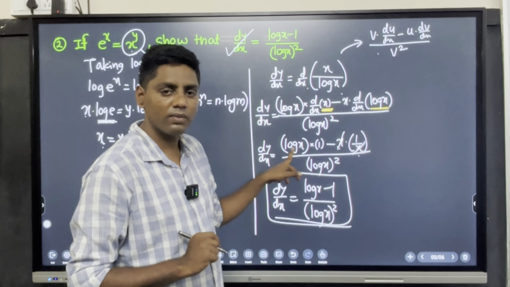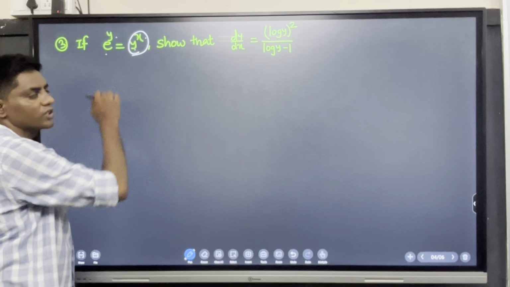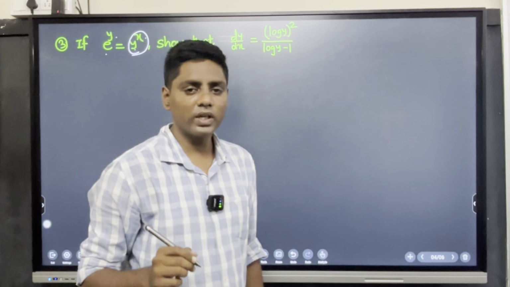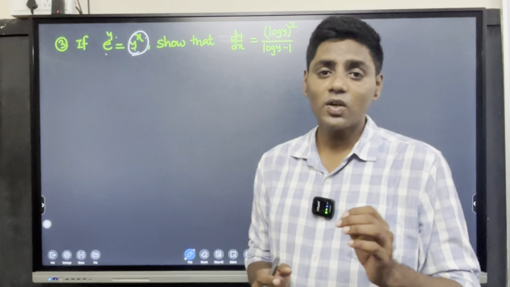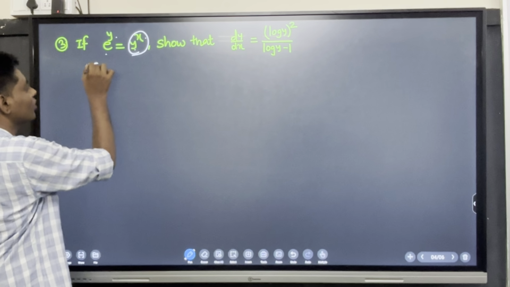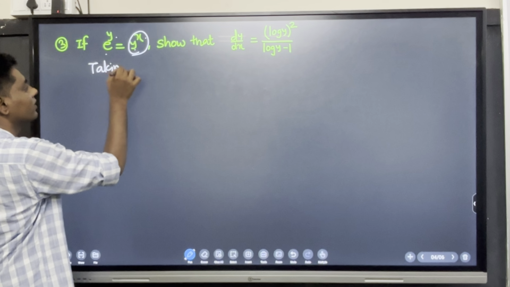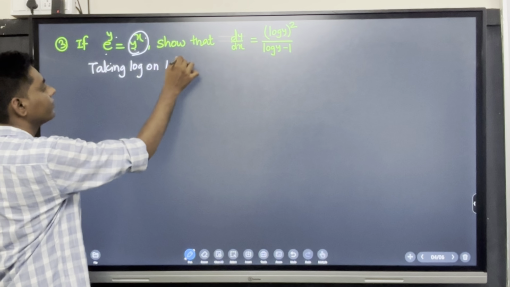So next example, we will solve in a similar way. What is given here? e raised to y equals y raised to x. Again, function raised to function. Can you tell me how to solve when the question is function raised to function? By taking log on both sides. So it is simple, we solve by taking log on both sides.